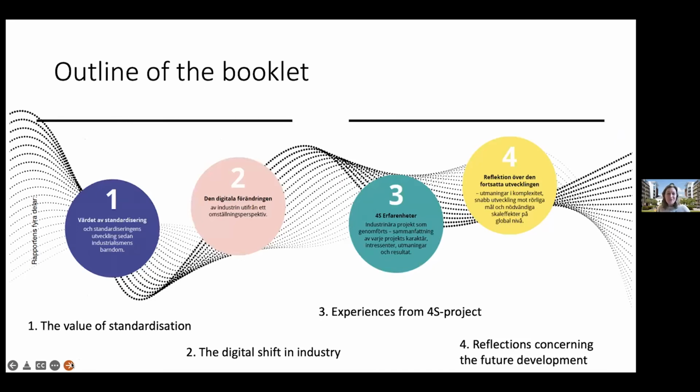So looking at the outline of the booklet, Chapter 1 speaks about the value of standardization. Chapter 2 speaks about the digital shift in industry, also incorporating discussions about climate neutrality, sustainability, resource efficiency, and so on. And then chapter number 3 is the description of these projects that got support from 4S. And the last chapter is a reflection of the future development concerning digitalization and standards. So that is the outline of the booklet.